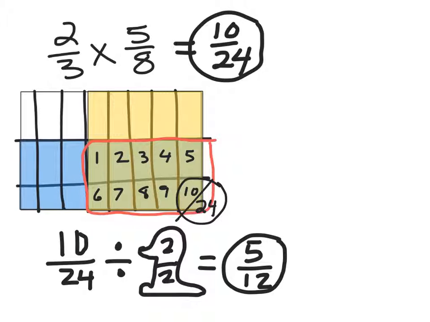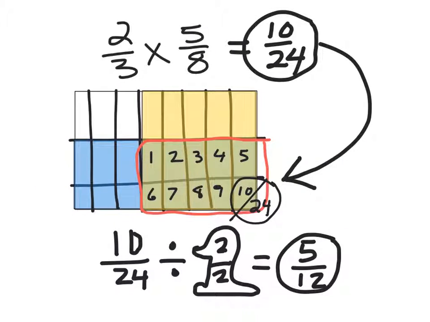10/24 is the answer, and lo and behold, that agrees with our mathematical model right here of 10/24. Once again, that can be reduced to 5/12, and that is all you needed to do to solve this problem. Hey, if you made a mistake anywhere along the way, no worries at all, my friend. Pause the video, fix your mistake. That is the fastest way to learn. And now, let's move on to problem number 2.